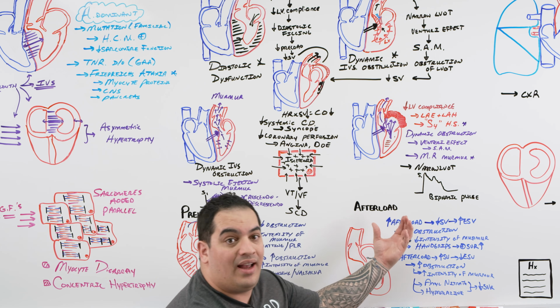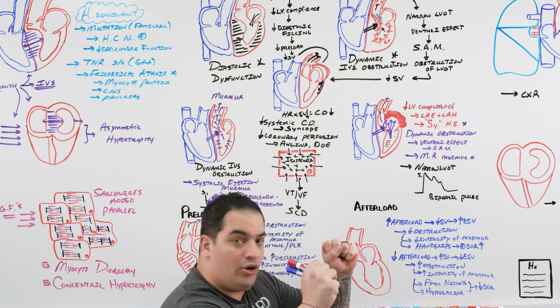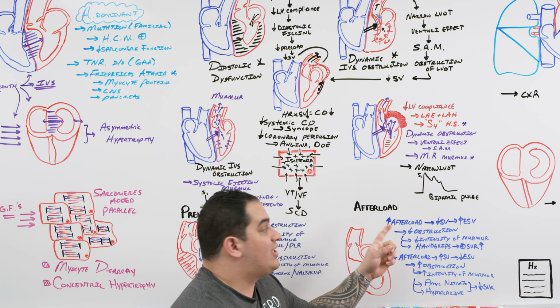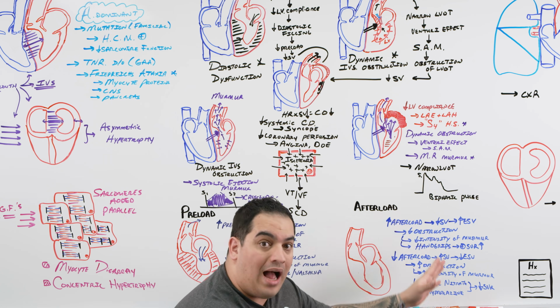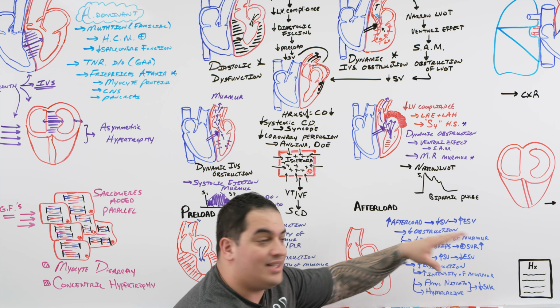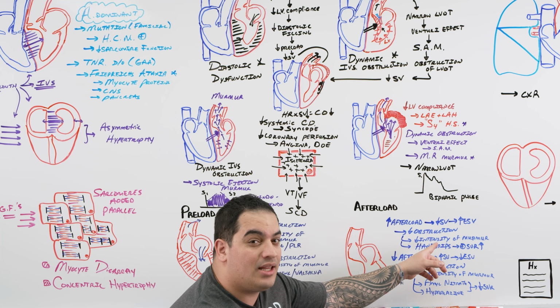Same thing. If I increase my afterload by hand grips, what is that going to do? That's going to cause the stroke volume to drop. Stroke volume drops, more blood stays in. That actually does what to the intensity of the murmur?